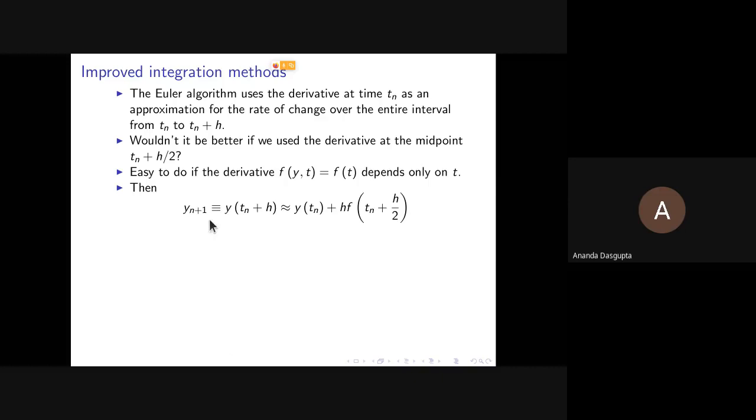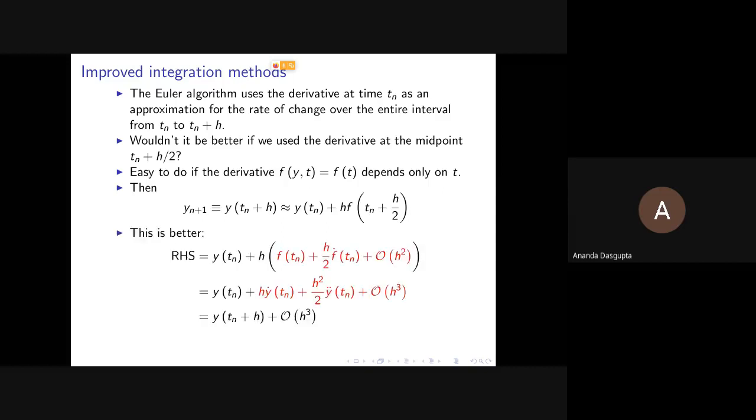So y at tn plus h would just be y at tn plus h times f, not at tn but at tn plus h by 2. This should be an improvement, at least it looks like it. We will see later whether it is, but it should be an improvement. Okay, let's see right now whether it's an improvement.